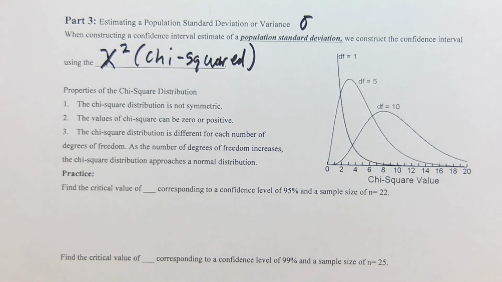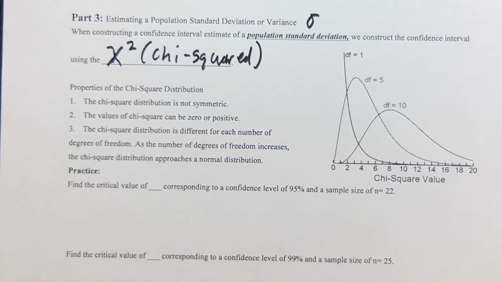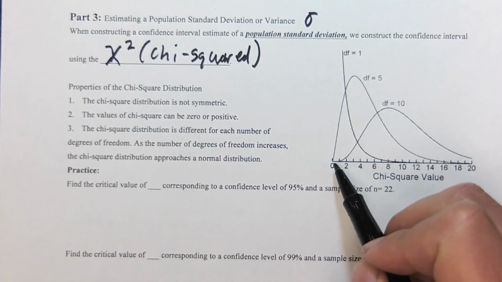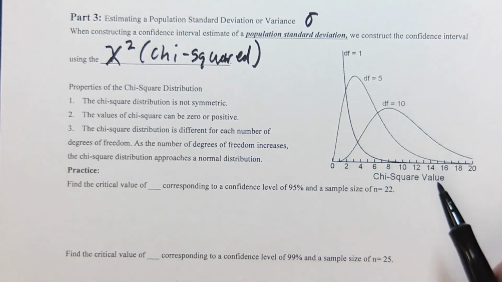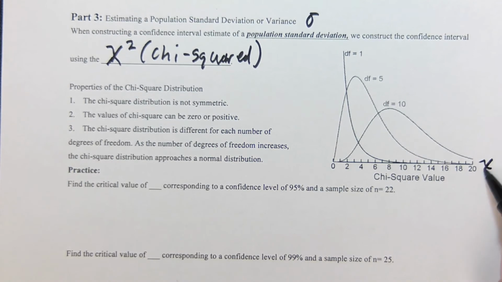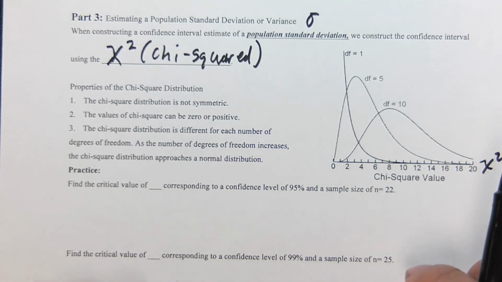These graphs are not symmetric, so they don't look like a T curve or a Z curve. They actually start at 0, all of them, and they also have degrees of freedom. A few properties here. A chi-squared distribution is not symmetric. The values of chi-squared can be 0 or positive, so no negative chi-squared values. The chi-squared distribution is different for each number of degrees of freedom. As the number of degrees of freedom increases, the chi-squared distribution approaches the normal distribution.